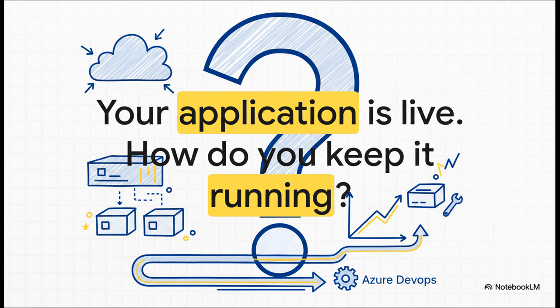So let's just kick things off with the big question, right? Your app is live, it's out there, people are using it, but what happens when it's 3 in the morning and some random part just crashes? Or what if your marketing team knocks it out of the park and your traffic suddenly goes up by 100 times? How do you deal with that without constantly being on high alert, manually fixing everything? That is the core problem we are going to solve today.